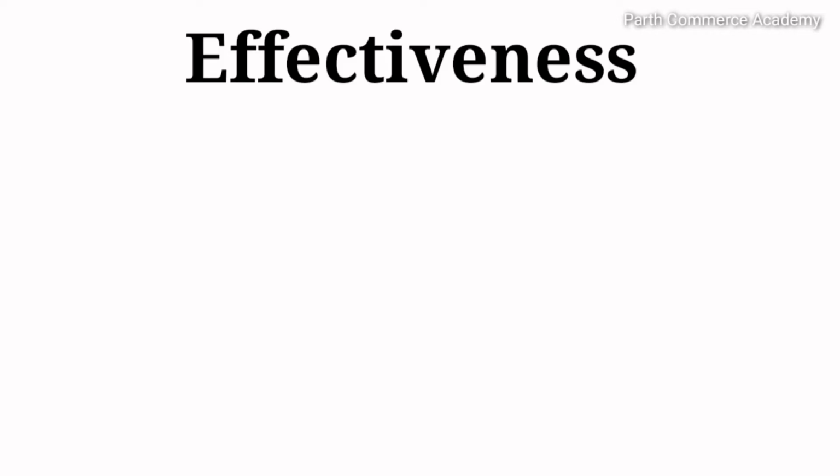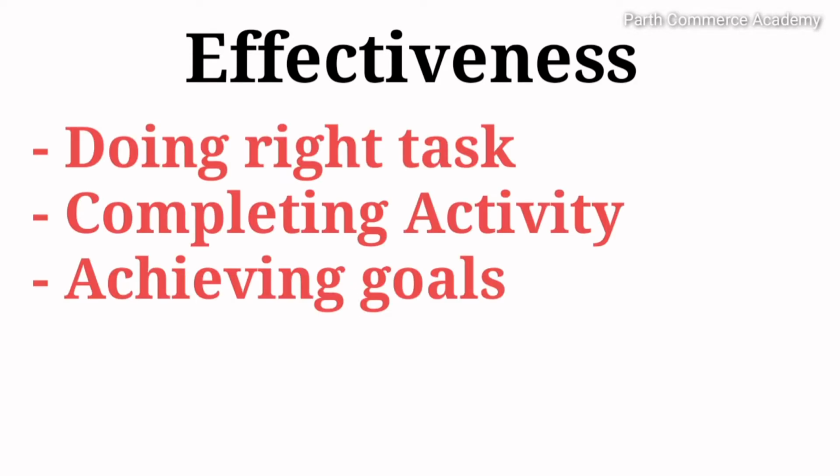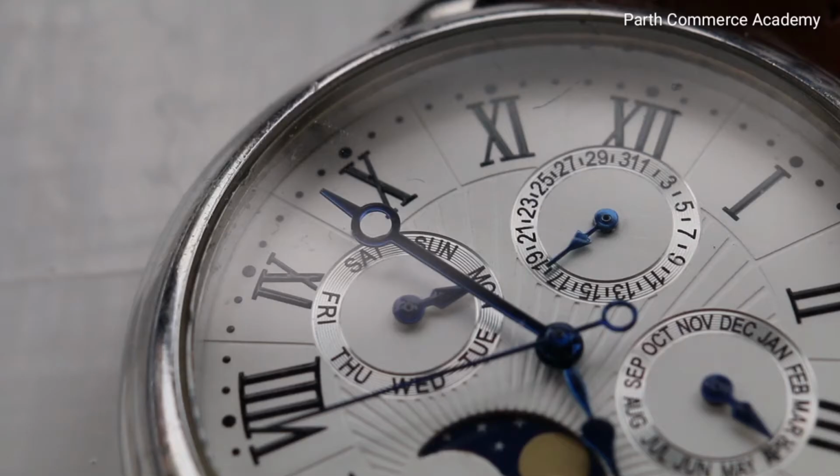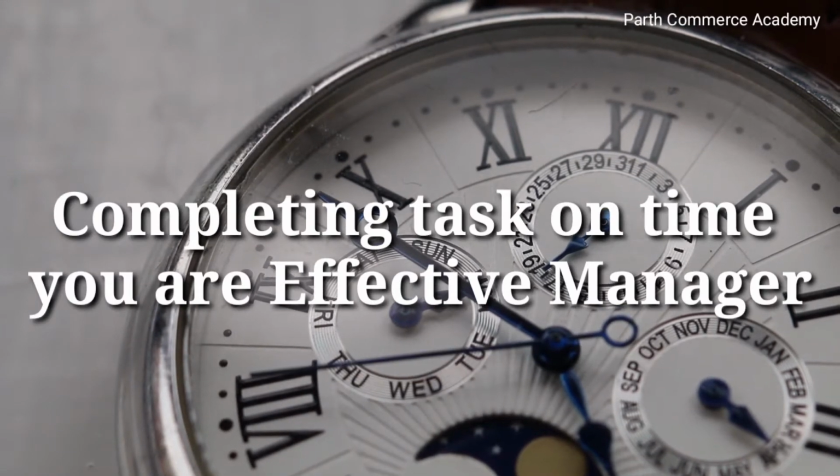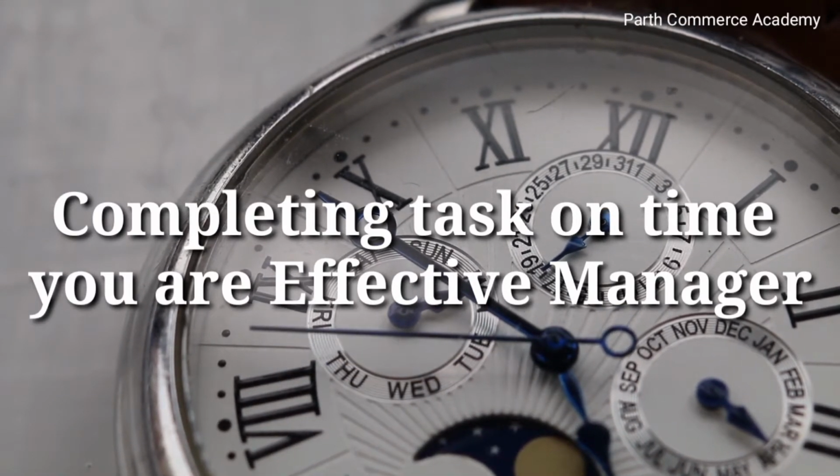The next word is effectiveness. In management, effectiveness means doing the right task, completing activities, and achieving goals. That means we can say it is concerned with the end results. That means if you are completing the task on time, you are an effective manager.